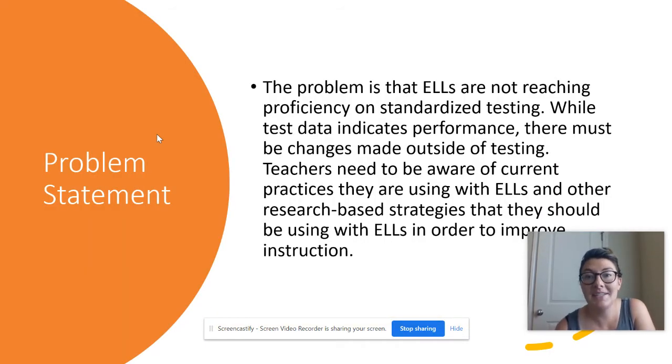So the problem is that ELLs are not reaching proficiency on standardized testing. And while the test data does indicate their performance, it's important to note that teachers could change their instruction to improve performance outside of a testing environment. So teachers need to be aware of their current practices they're using and other research-based strategies they should be using to improve instruction of English language learners.